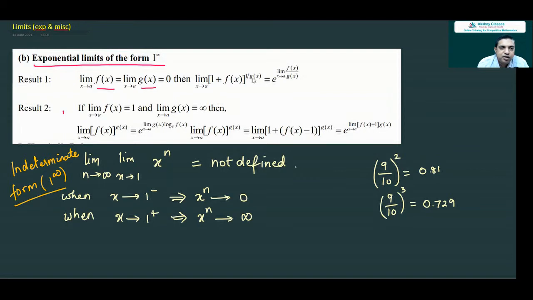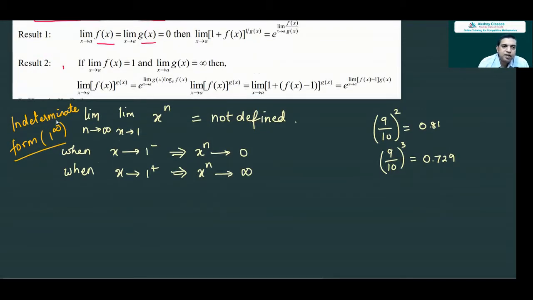So 1 by 0 goes to infinity. So it is 1 plus 0, that is 1, whole power 1 by 0, that is infinity. So it is 1 power infinity form. Now this is equal to e power limit x tends to a f of x upon g of x. That means e power limit x tends to a, the 0 part multiplied by its power, the infinity part, 0 into infinity. So how do we get this? This is the result 1.